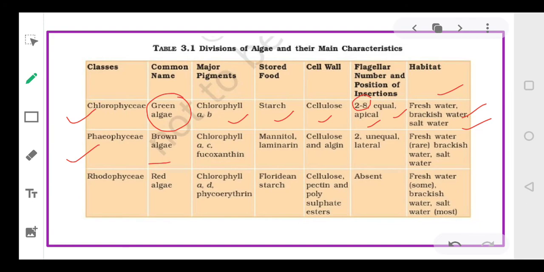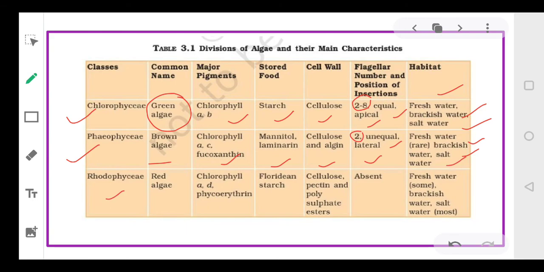Phaeophyceae is called brown algae. It contains chlorophyll A, B, fucoxanthin, and storage is in the form of laminarin and mannitol. The cell wall is made up of cellulose and algin, and the flagella are 2 in number, they are unequal and they are laterally placed, and they are also found in fresh water, brackish water or salt water.